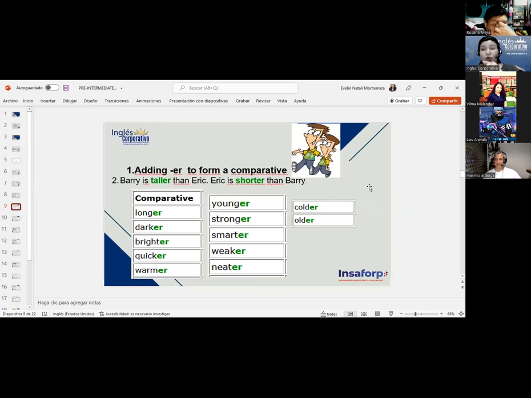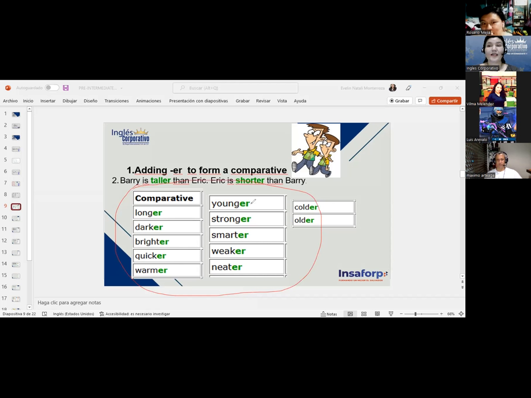So as you were telling me before, here we have the forms of the comparatives. Rosario, can you help me to read the examples that I have here for the comparatives? Longer. Darker. Brighter. Quicker. Warmer.